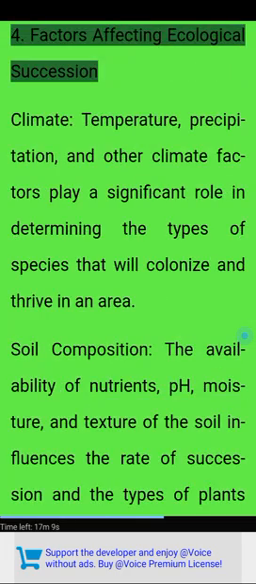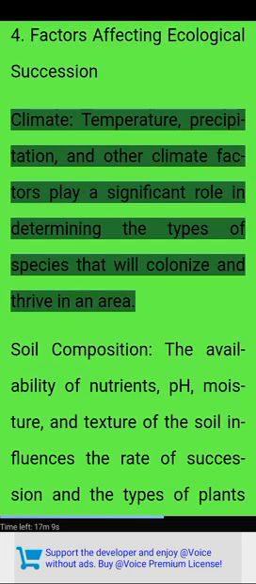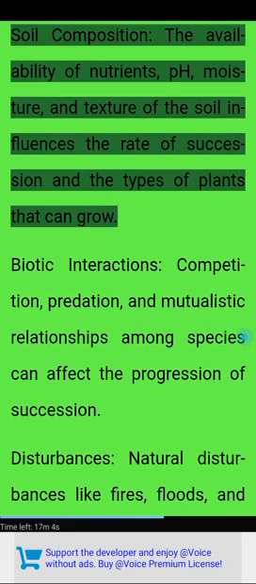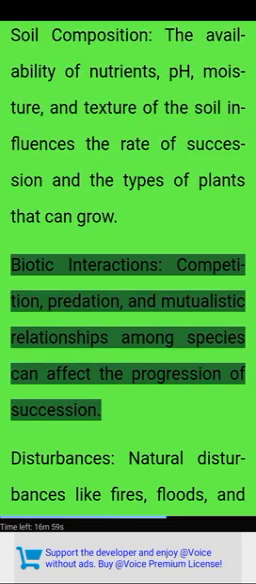4. Factors affecting ecological succession. Climate. Temperature, precipitation, and other climate factors play a significant role in determining the types of species that will colonize and thrive in an area. Soil composition. The availability of nutrients, pH, moisture, and texture of the soil influences the rate of succession and the types of plants that can grow. Biotic interactions. Competition, predation, and mutualistic relationships among species can affect the progression of succession.